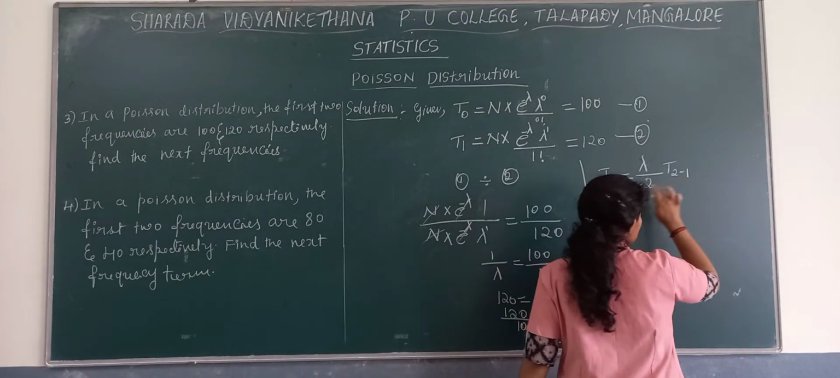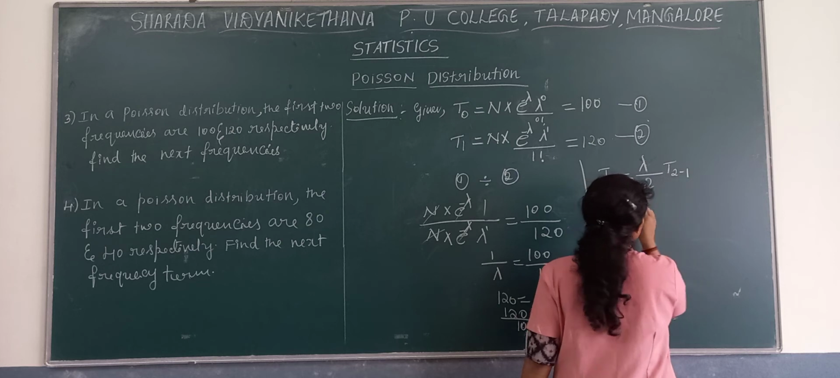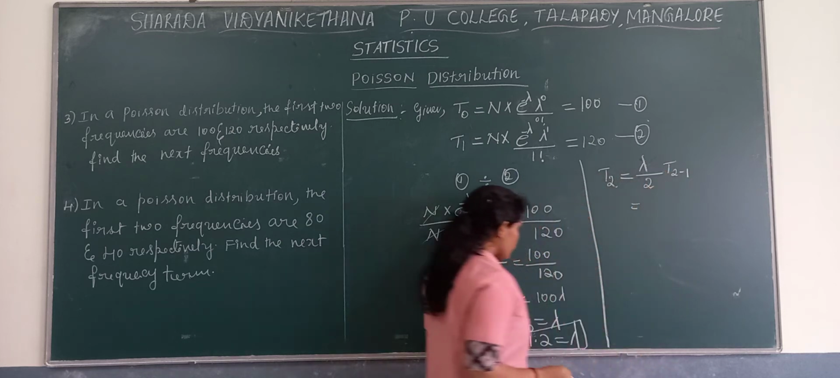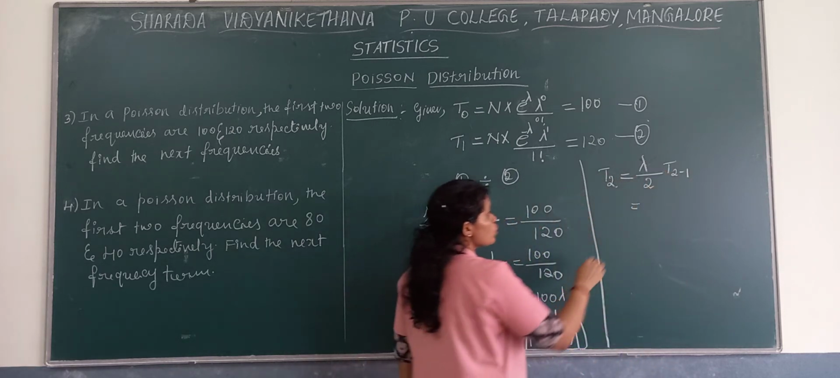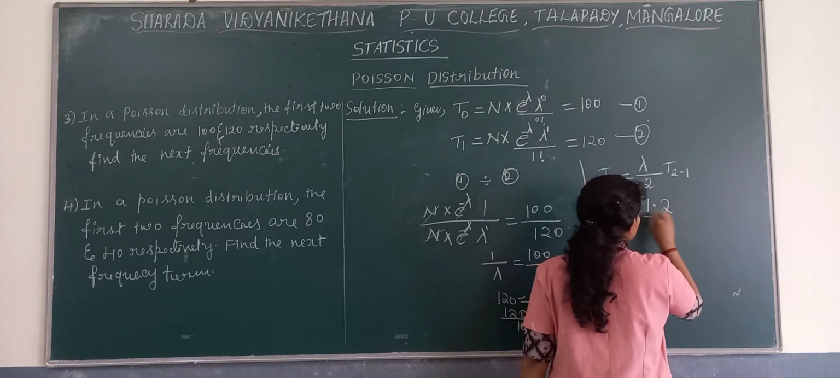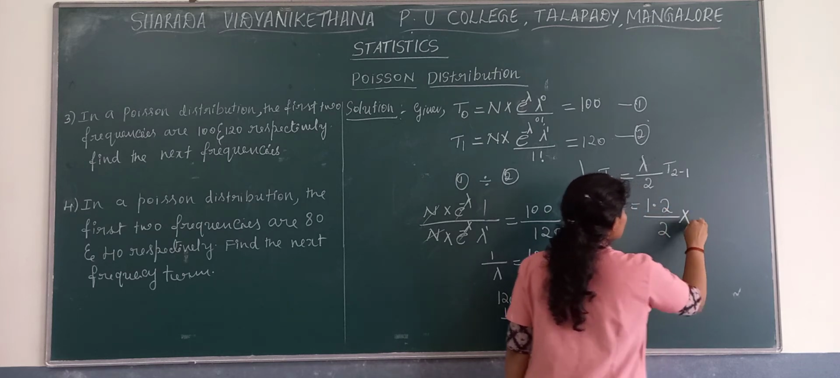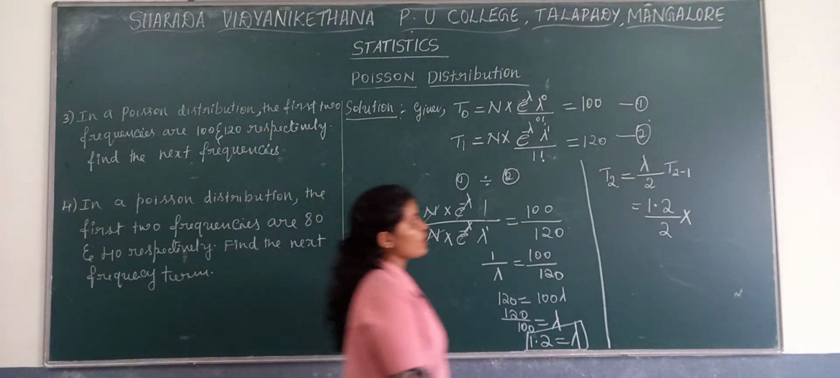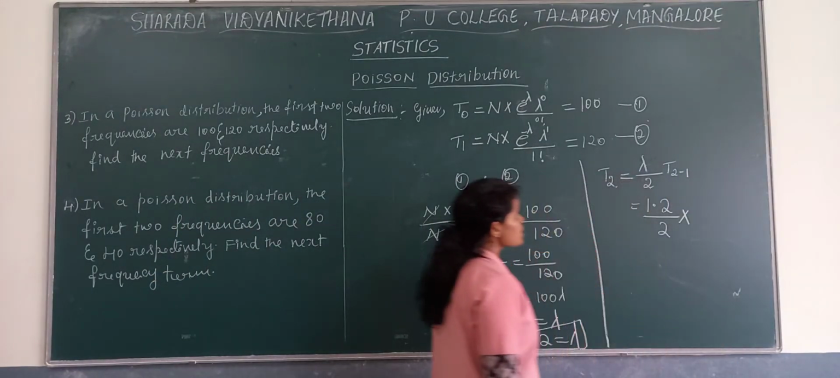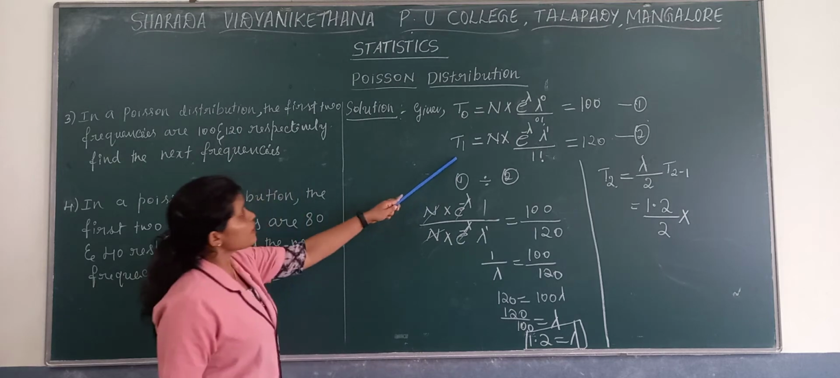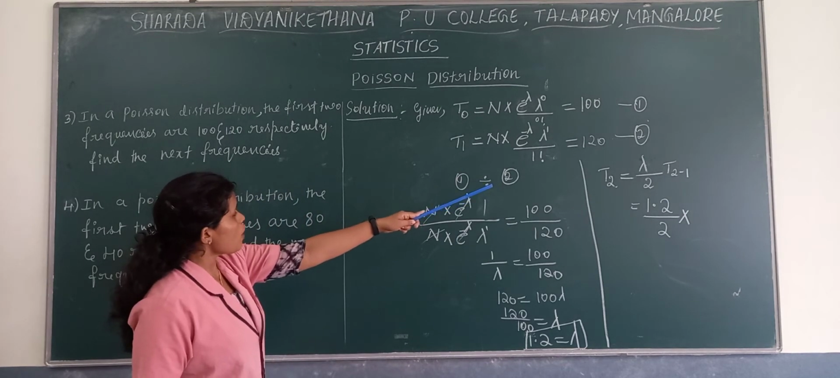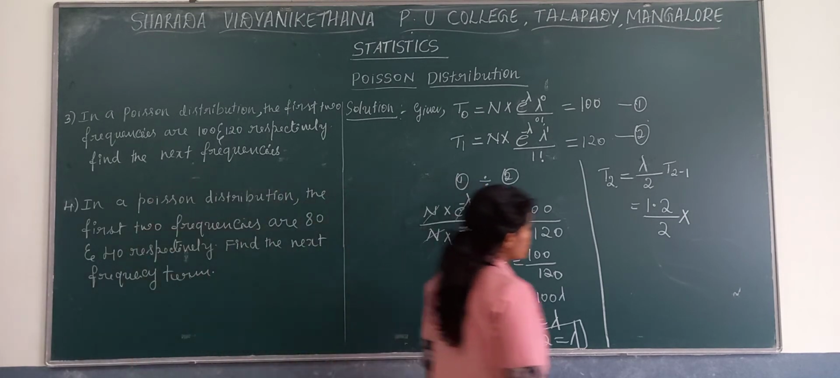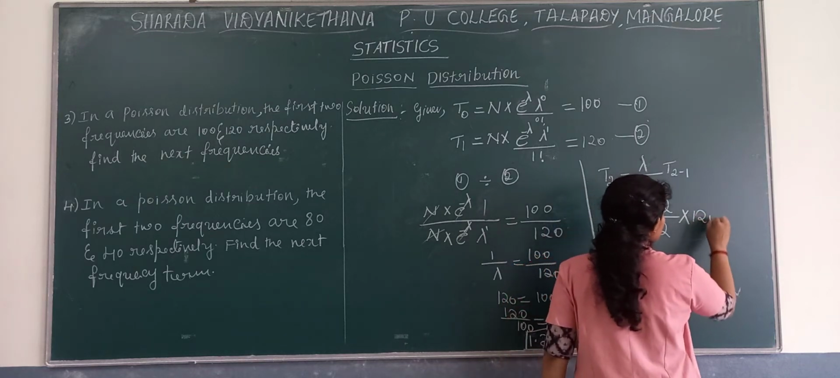Here Tx minus 1, x is 2, so 2 minus 1. Here the lambda value we got is 1.2. Lambda 1.2 divided by 2 into T2 minus 1, that is T1. What is the value of T1 they have given? That is 120. T1 value is 120.